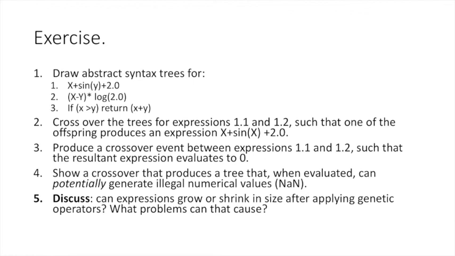Also, when drawing the trees for if condition, remember to extend 3 branches underneath the node containing if function. For question 2, you have to cross the first 2 trees from question 1 such that one of the offspring produces an expression shown on your screen. For question 3, produce a crossover that produces a tree structure that evaluates to 0.0. For question 4, produce a tree that can generate illegal numerical values, that is NaN values. A hint is that you can cross the tree for the second expression with itself. And the second hint is that log of values 0 or below is undefined.